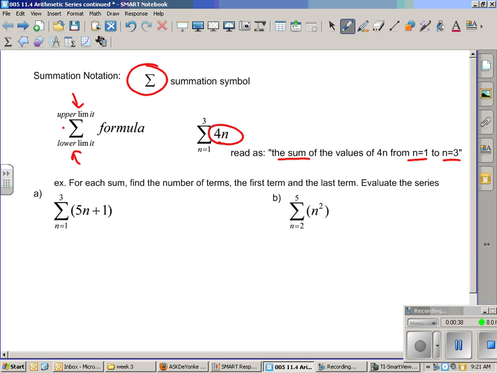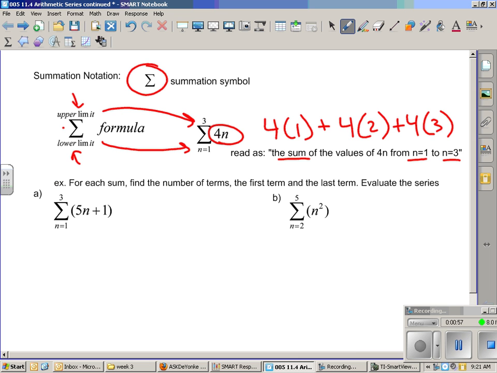So if we were to plug in 1 here, and it says sum, so we're adding, and if we were then going to plug in 2 and then 3, and again we started at 1 because that's our lower limit, and we stopped at 3 because that was our upper limit. So we want to know the sum of all those. So that would be 4 plus 8 plus 12, which equals 24.